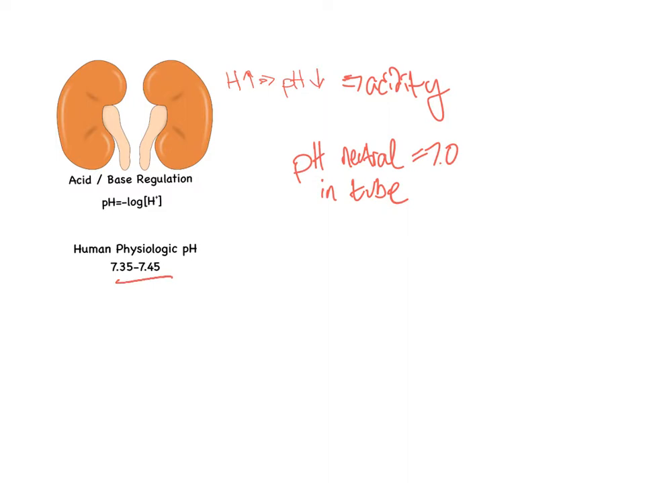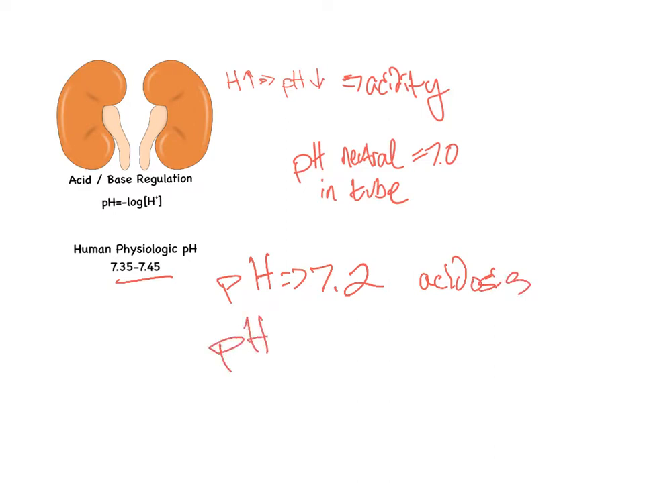So if we were going to take a blood gas and find out that the pH was 7.2, we would refer to that as an acidosis. Conversely, if we did a blood gas and we found out that the pH was 7.6, we would conclude that they were in a state of alkalosis.